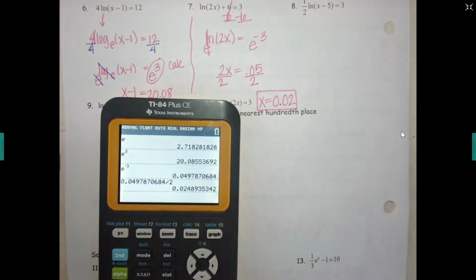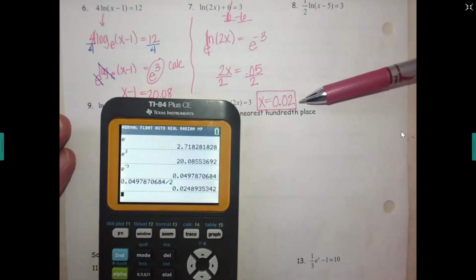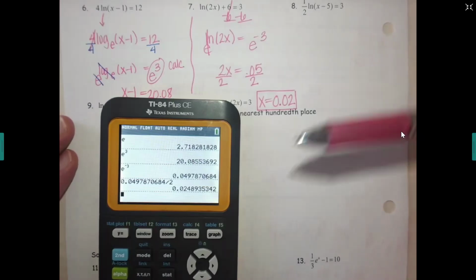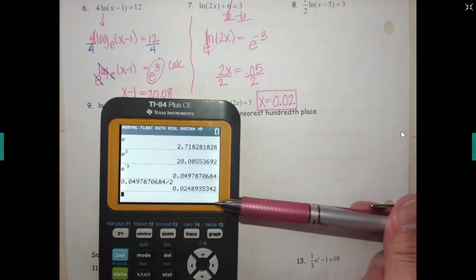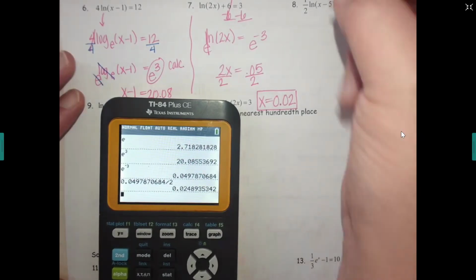The reason that I say that is that if you retype 0.05 and divide by 2, it's going to round to 0.03. So use the long decimal all the way till the very end and then round at the end. Okay? One more left like that.